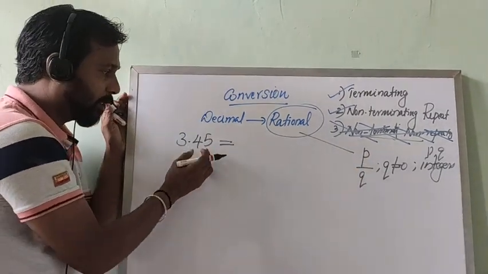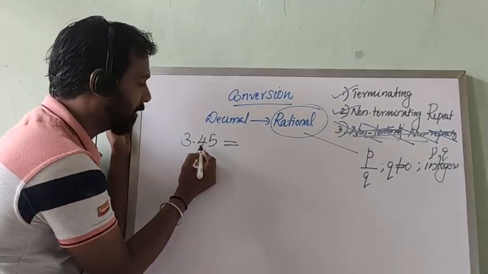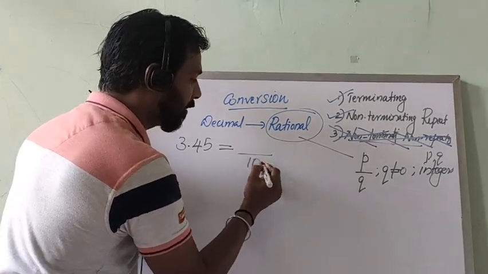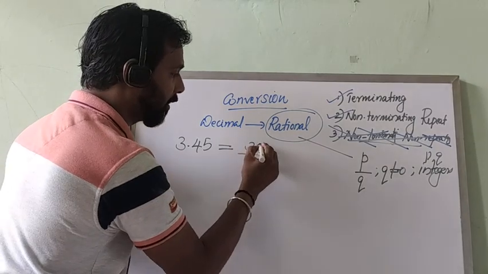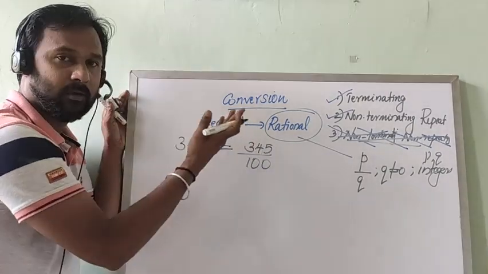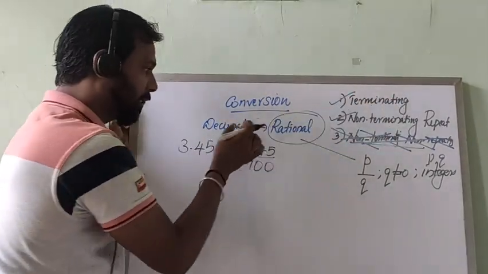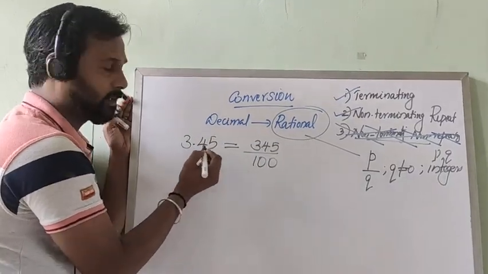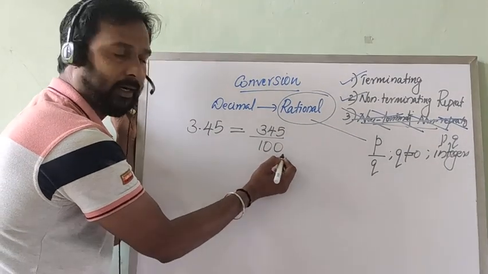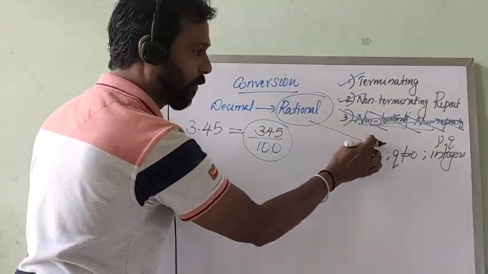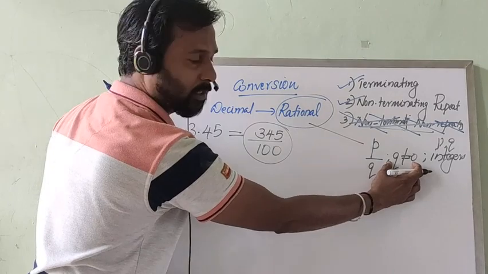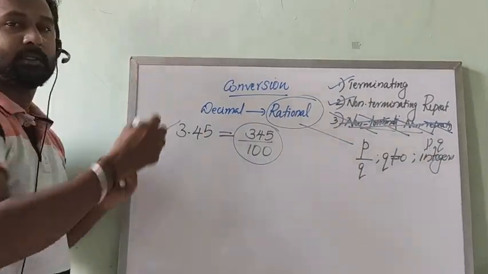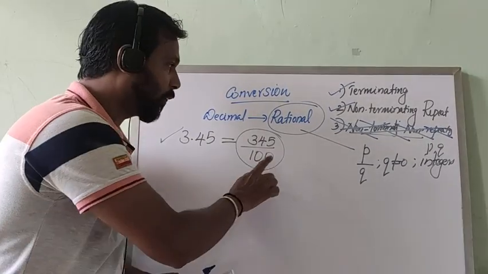For that you count the decimal places. How many decimal places are there? 1, 2. 2 decimal places. So you divide by 100. So this can be written as 345 divided by 100. Very easy to convert a terminating decimal into a rational by counting the number of decimal places. Here 2 decimal places, so dividing by 100. Clearly this is of the form P by Q. Denominator is a non-zero number. Both P and Q are integers. Therefore, this decimal is converted into a rational.